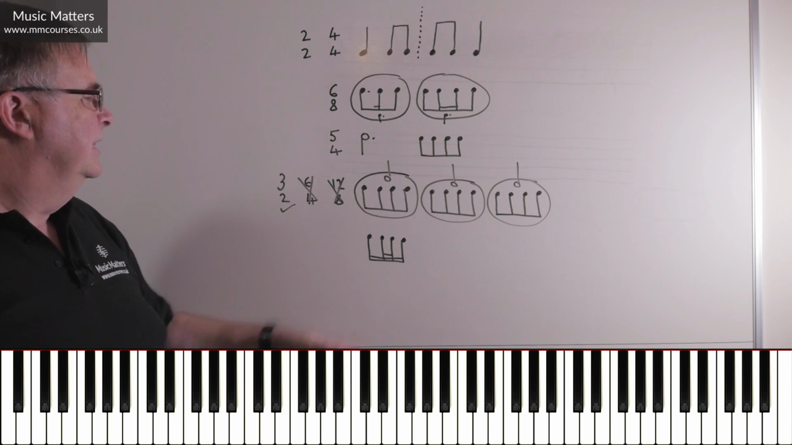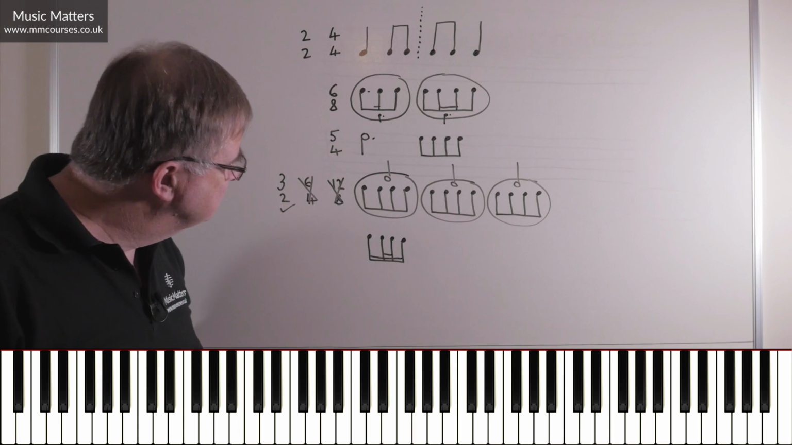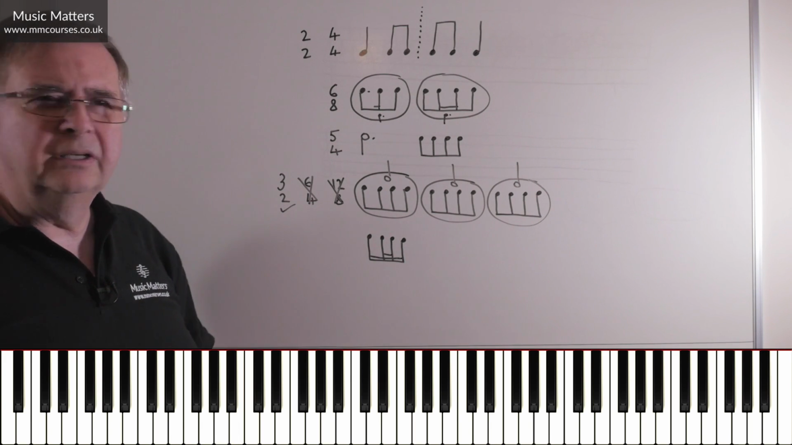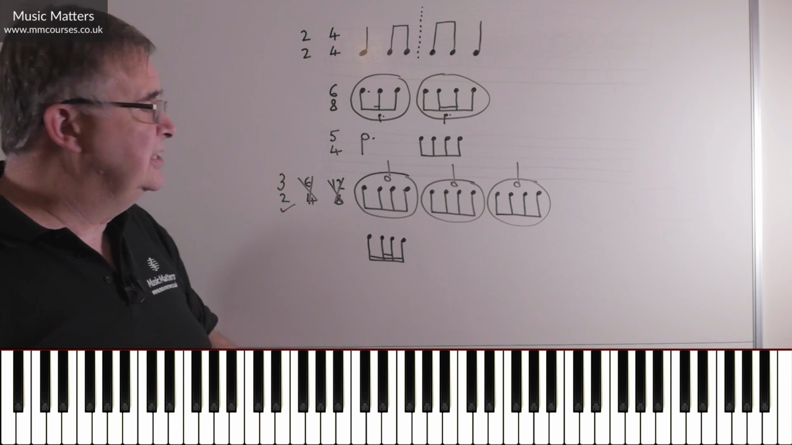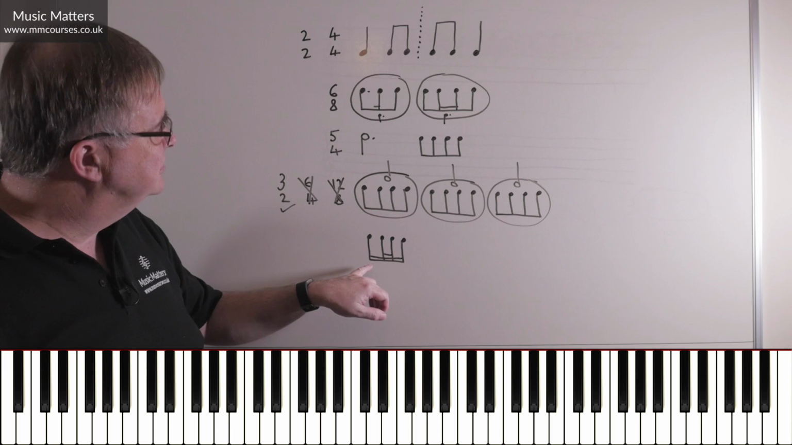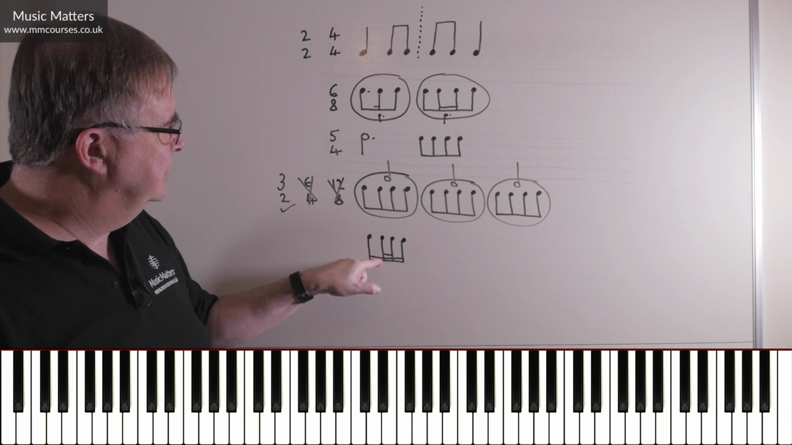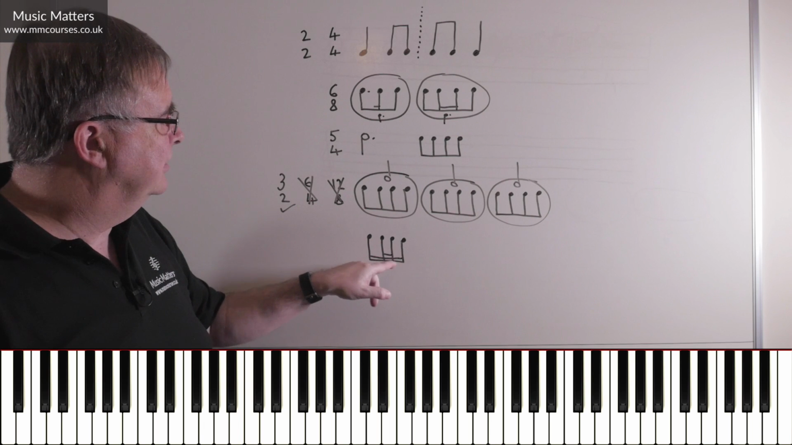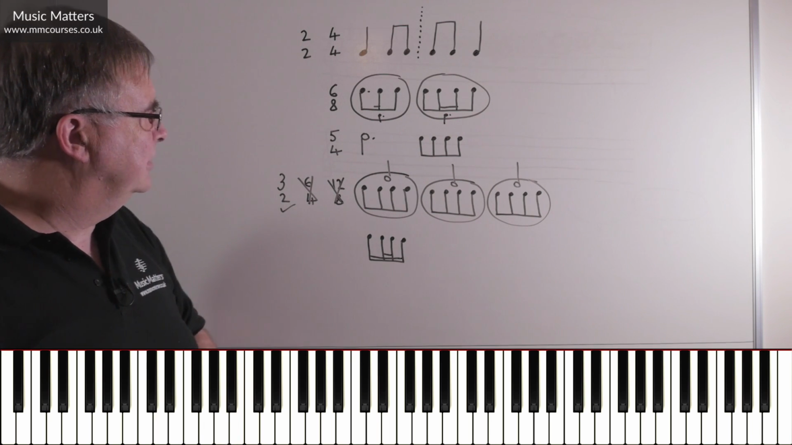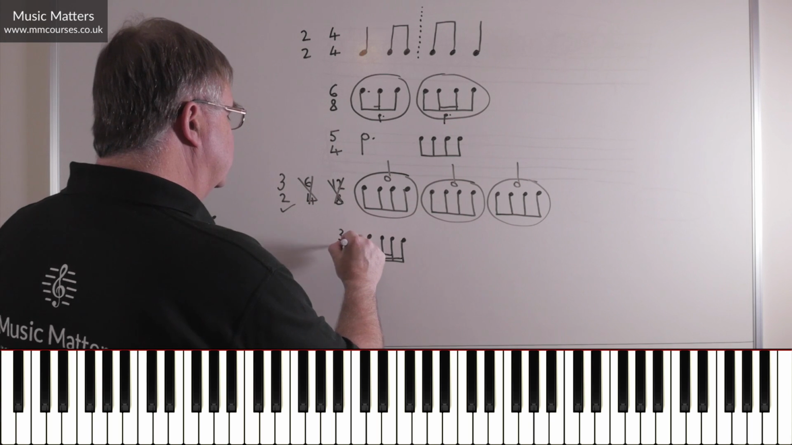Then we have things like this, where people kind of lose the will to live because they think, oh dear, I've got lots of extra lines, what on earth is all this about? Actually, this isn't too complicated really, because if you think of it in terms of semiquavers, there's 1 semiquaver here, these 2 demi-semiquavers are worth 1 semiquaver, and that's 1 semiquaver at the end. So really, this is going to be 3/16.